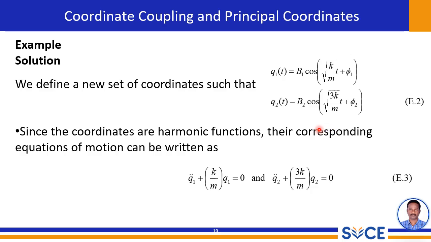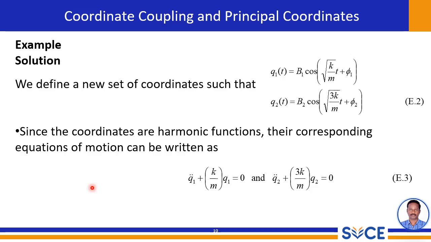These q coordinates are special. They are chosen so that each one represents a single independent mode of vibration. This means when we look at q1 of t, we are only seeing one specific way the system can vibrate, and when we look at q2 of t, we are seeing a completely different, independent way the system can vibrate. This tells us that the coordinates are harmonic functions. The corresponding equations can be written in terms of two very simple equations.